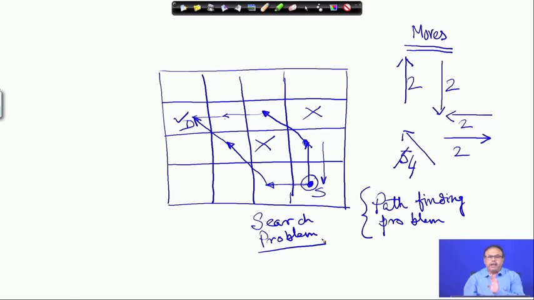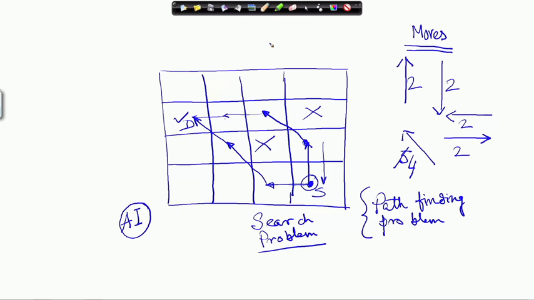Now, this is a very simple example of the type of problems that we solve in artificial intelligence. Say a robot has been asked to move from this point to this point. How will the robot find its way given some obstacles? So, this is another type of problem that we can solve using programming.